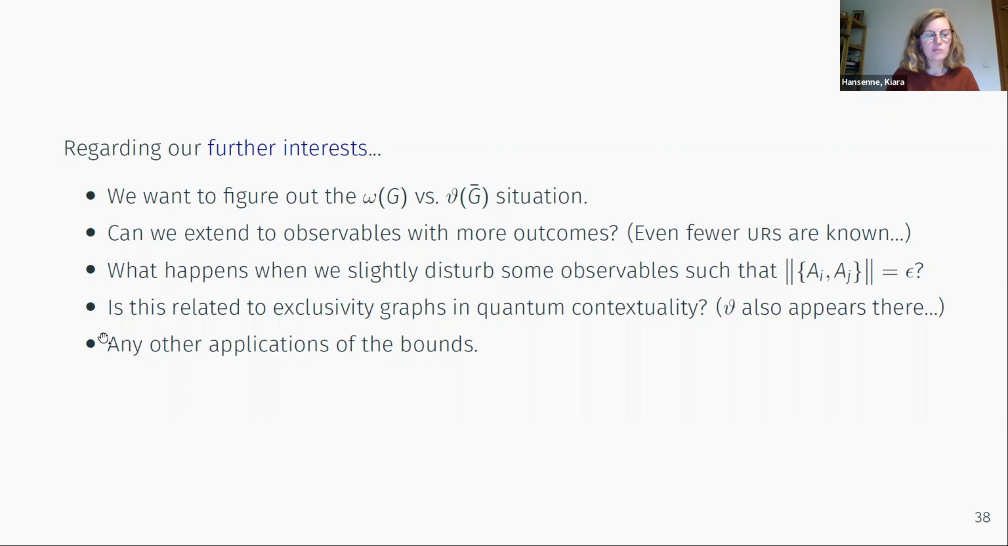And then finally, we're obviously interested in any application of the bound. Actually, this whole project started because in some entanglement in quantum networks or network compatibility problems, we use the fact that pairwise anti-commuting observables have an upper bound of 1. Then we wanted to know if we could extend this bound. Now that we have the result, we would like to know if it can also be applicable to this entanglement in networks problem.